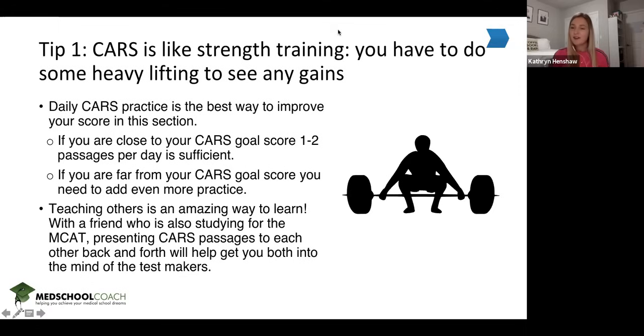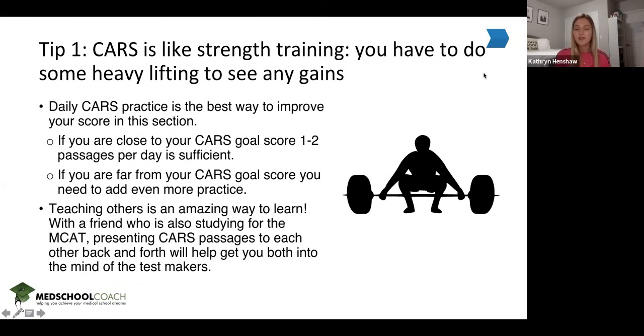So my first tip is that CARS is kind of like strength training, where you have to do a lot of work, heavy lifting, to see any increases in your score. So what I mean by work is that you have to practice almost every day, and definitely every day if you're way below your target score. So my tip would be, if you're pretty close, 1 to 2 passages a day should suffice. And if your goal score is very far away, I would suggest doing even more than that, depending on how far away.